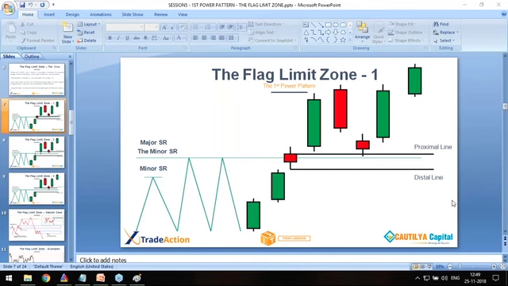Now don't ask me, Ashok, is gap required? No, I never said that. I am telling you, if there is a base, that is case 1; if there are wicks, case 2; and if there is a gap, case 3. All three scenarios are valid. All three scenarios are tradable scenarios.